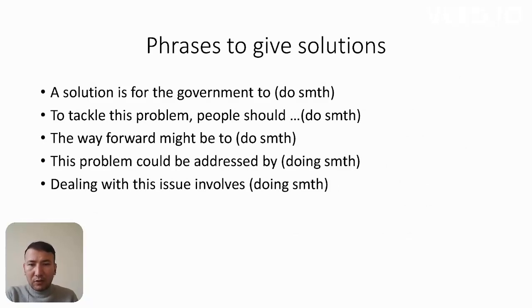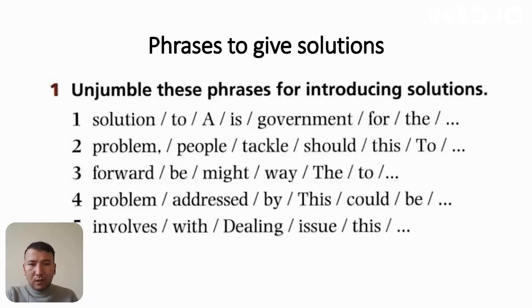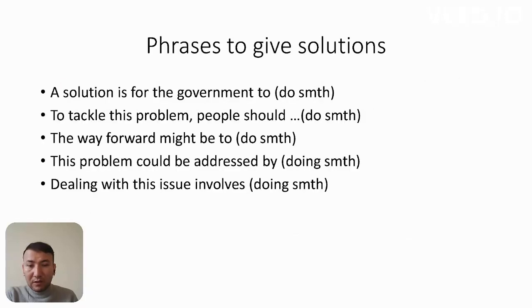Here we have answers for this, five sentences. First, a solution is for the government to do something. To tackle this problem, people should do something. The way forward might be to do something. This problem could be addressed by doing something, and dealing with this issue involves doing something. So if you have 3 paragraphs, you have to choose 3 of these, one for each paragraph.